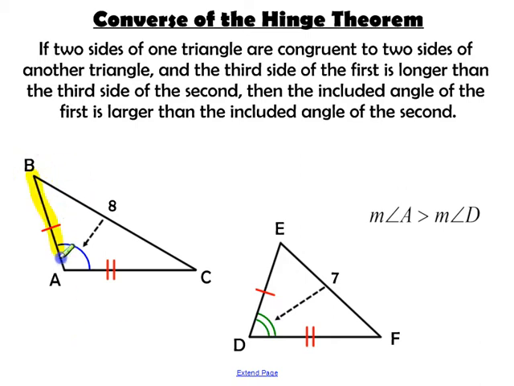So here again, we have side AB is congruent to side DE, and side AC is congruent to side DF. So we want to focus on the third side. BC is 8 long, and EF is 7 long. Since 8 is longer than 7, the angle that's opposite from the 8, angle A, this is going to be larger than the angle opposite from 7, which is angle D.